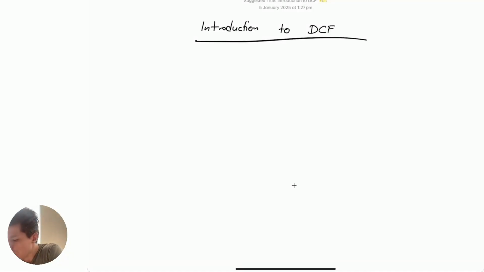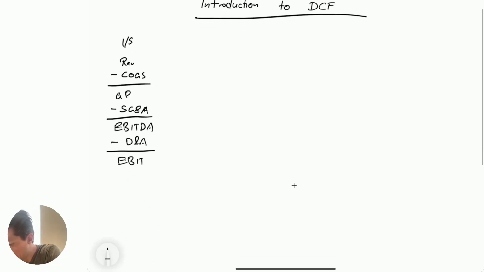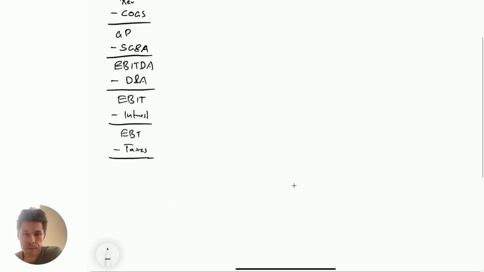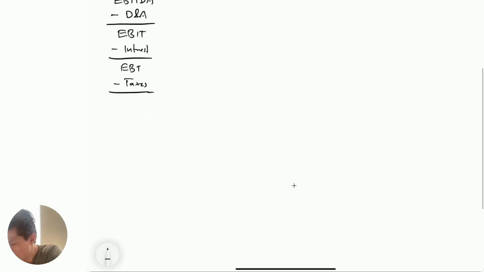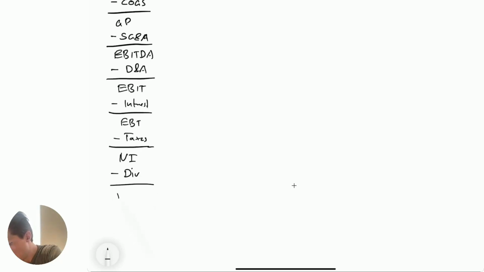So as we learned earlier, if we look at the income statement, we have revenue, gross profit, SG&A, EBITDA minus D&A, EBIT minus interest, EBT minus taxes, and then we have net income minus dividends, and then we have retained earnings.